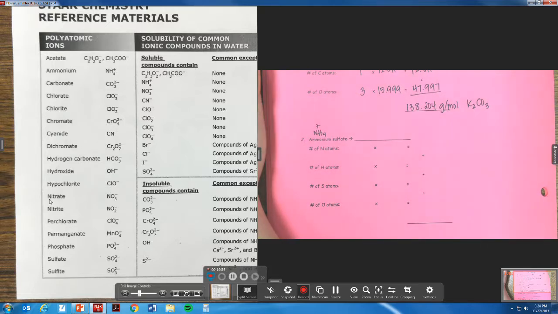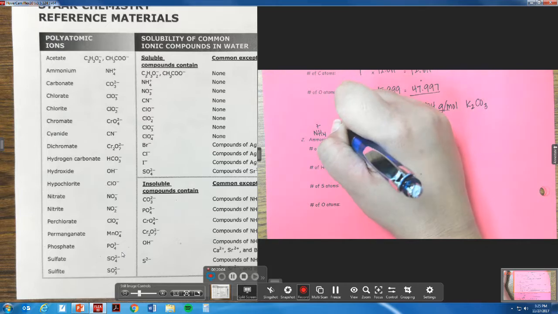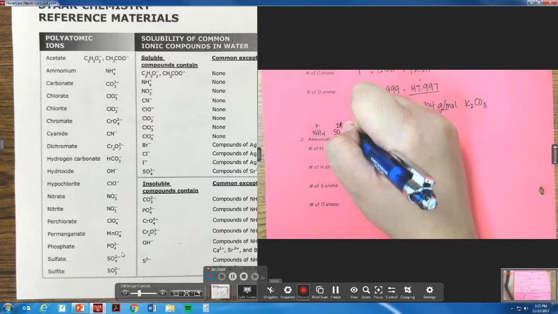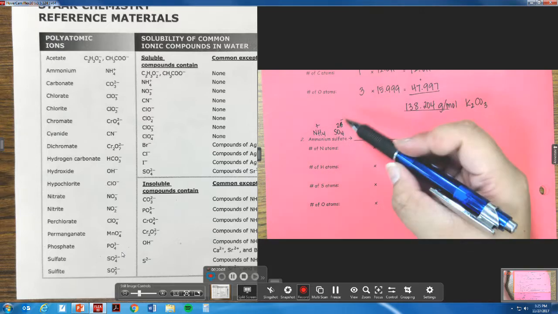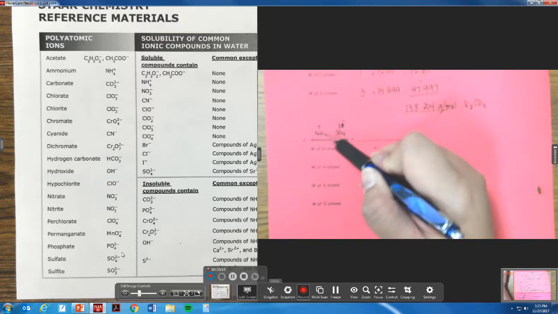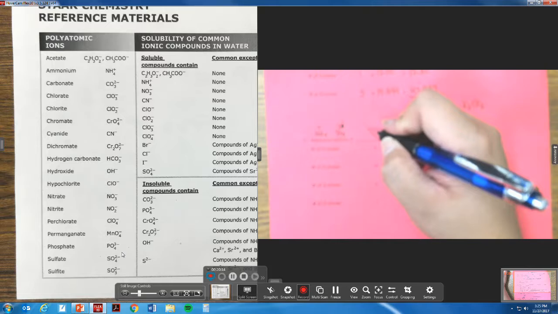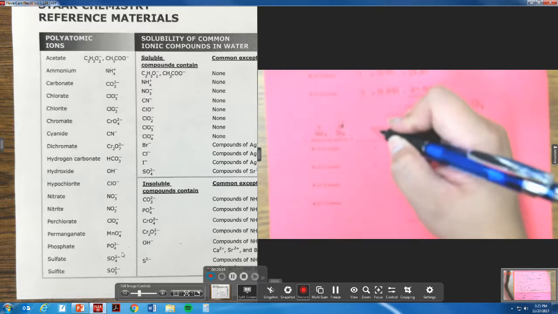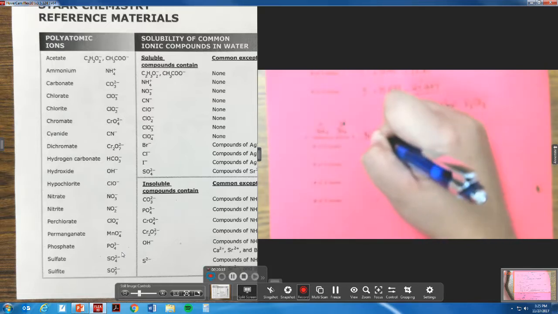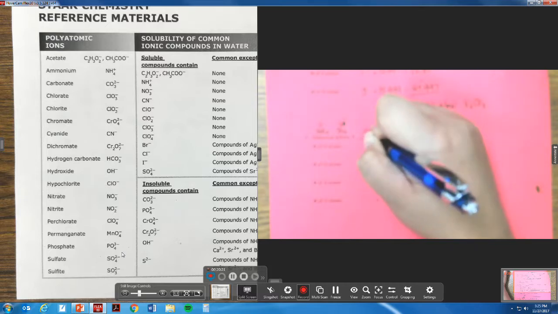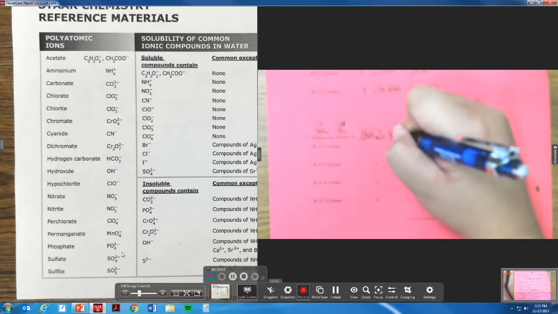And then sulfate is going to be right here at the bottom. So that's SO4 with a -2 charge. Oops, that's supposed to be negative. Remember that they are going to crisscross, so we end up with (NH4)2SO4.